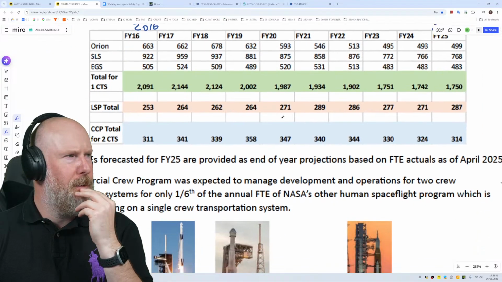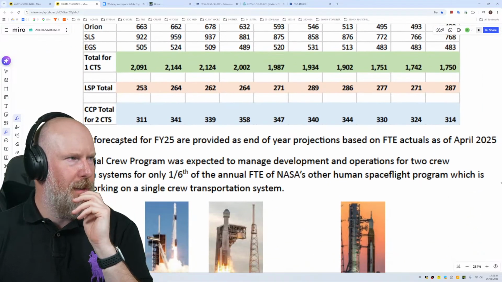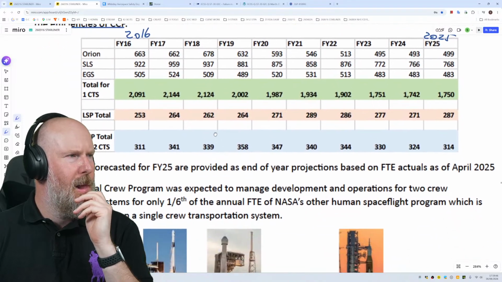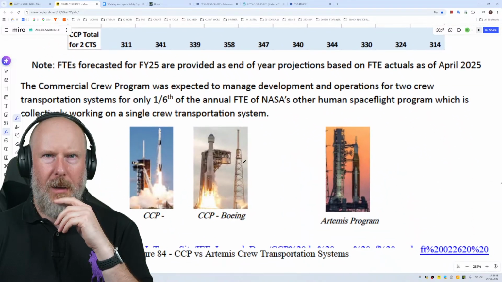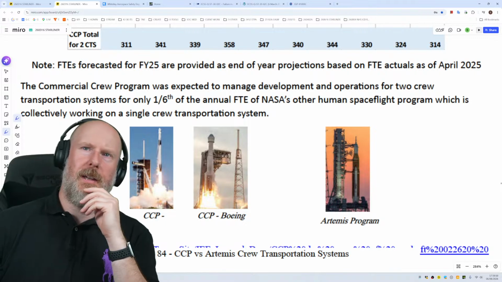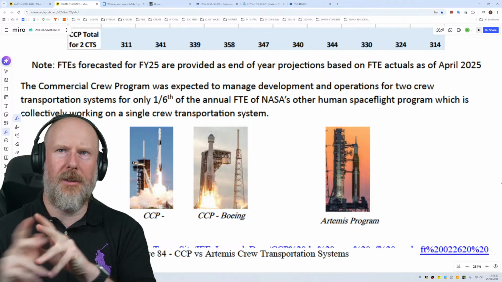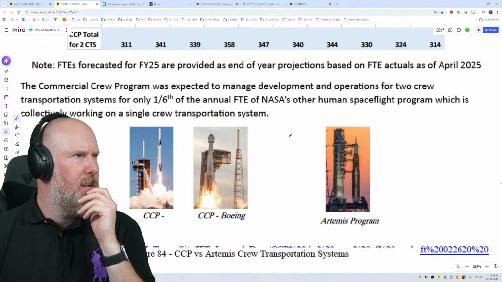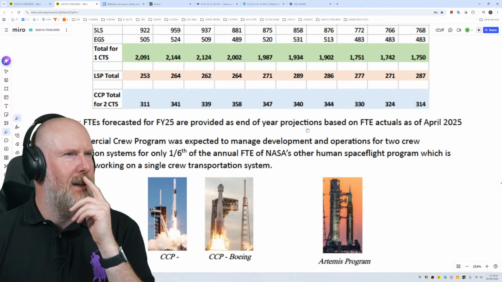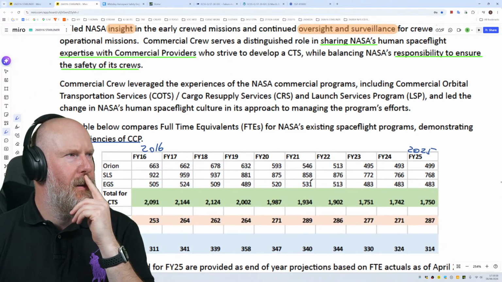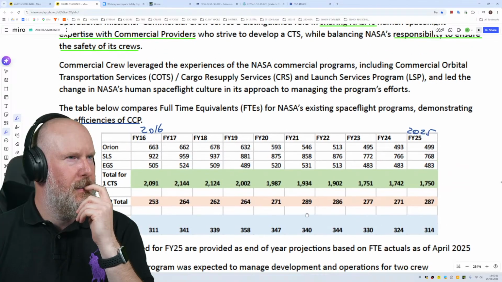Okay, well, why are we telling this? No, so full-time equivalents for 2025 are provided as end-of-year projections based on full-time equivalent actuals as of April 2025. Why are you telling us about the size of the teams? Why do we need to know that?